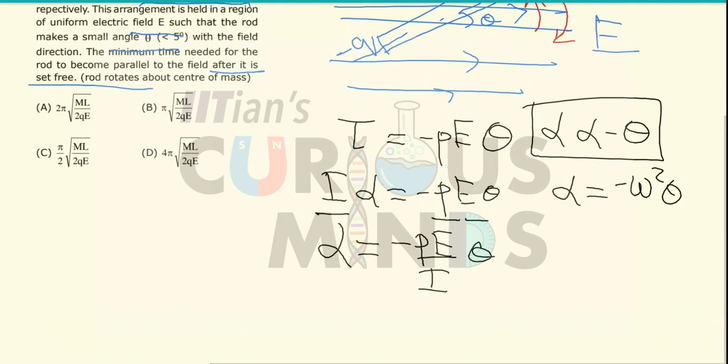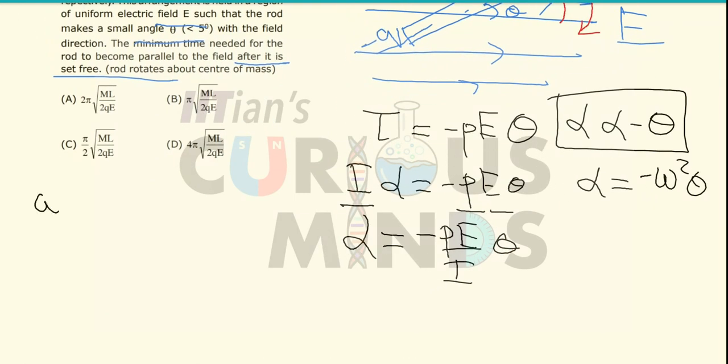If I compare it with the standard equation alpha equals minus omega square theta, first I have to rearrange this to alpha equals minus pE divided by I into theta. So omega square, comparing both equations, will be equal to pE divided by I. So omega will be equal to the square root of pE divided by I.